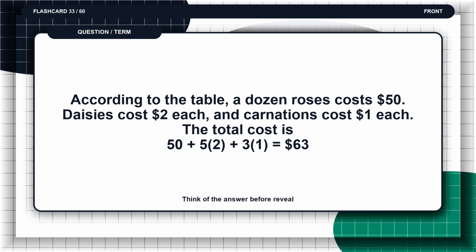Daisies cost $2 each. Carnations cost $1 each. The total cost is 50 plus 5 times 2 plus 3 times 1 equals $63. Think of the answer before the reveal.